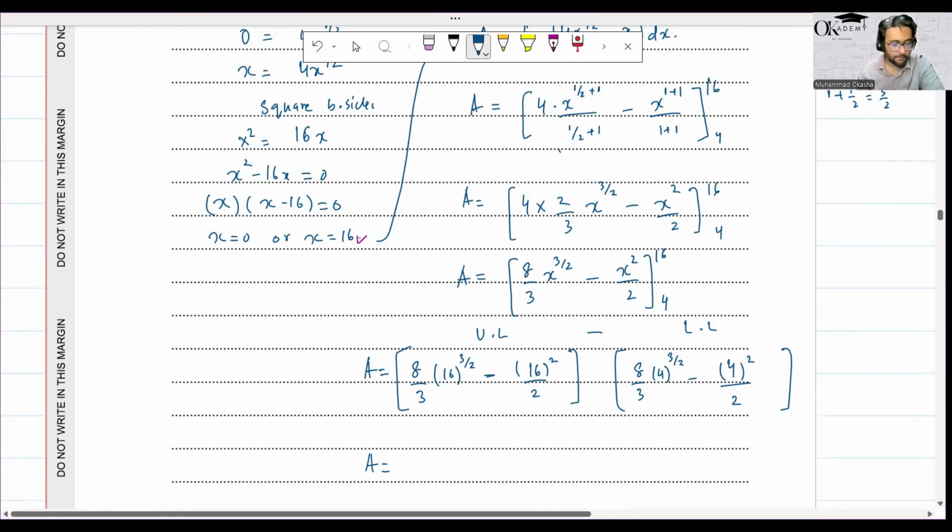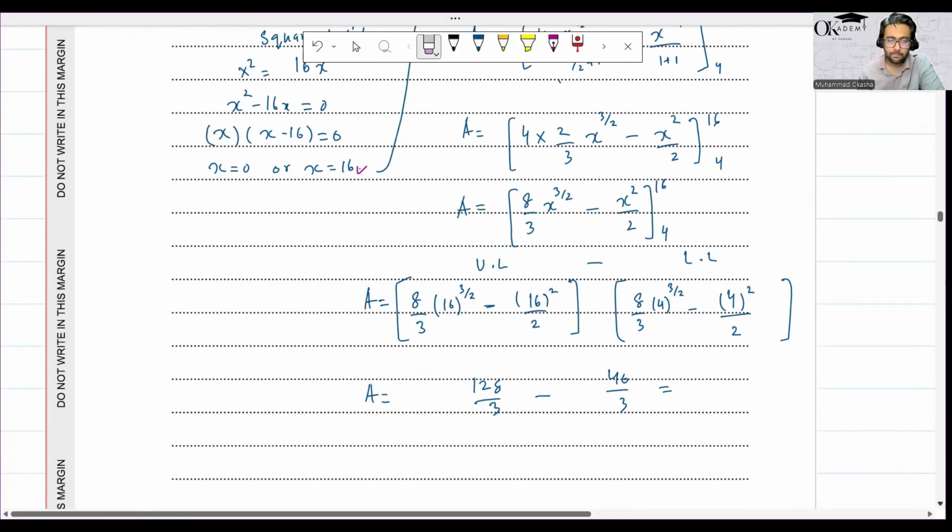When I solve this, I should get 128 over 3. I'll let you solve it. For the lower limit, if you solve it, you should get 40 over 3, which I can then simplify. Area equals 88 over 3.